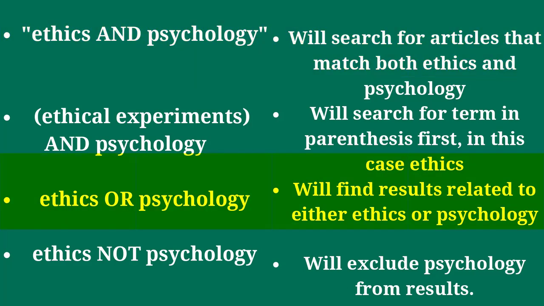If you wanted to broaden your search, you would type in "ethics or psychology," since that search will show results for both terms. To search for a more specific topic, for example, you could search for, in parentheses, "ethical experiments," and have psychology outside of the parentheses. Anything included in parentheses is searched for first.